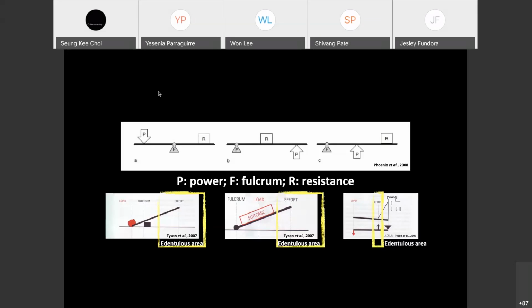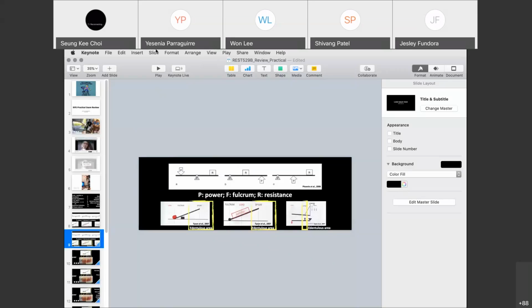Usually, fulcrum on RPD design, can anyone say which provides fulcrum? Let's see if I can see the chat box here. Oh, I see. I need to turn it on. Okay.